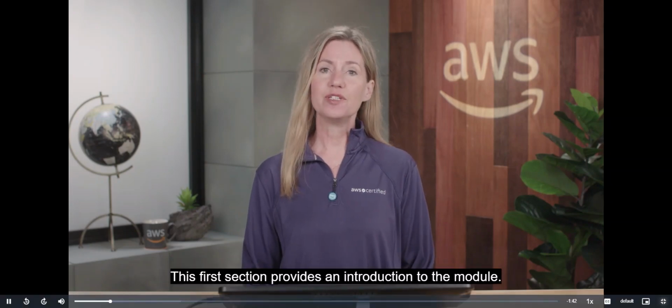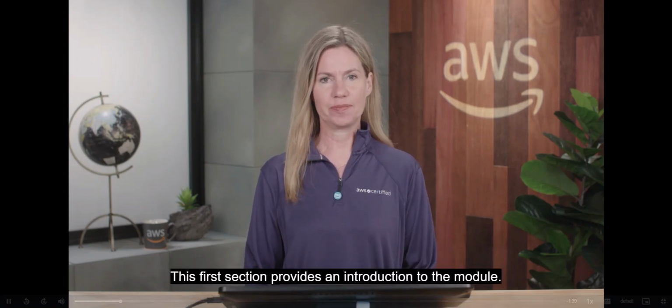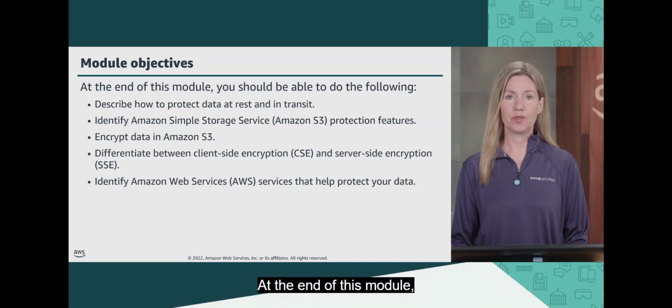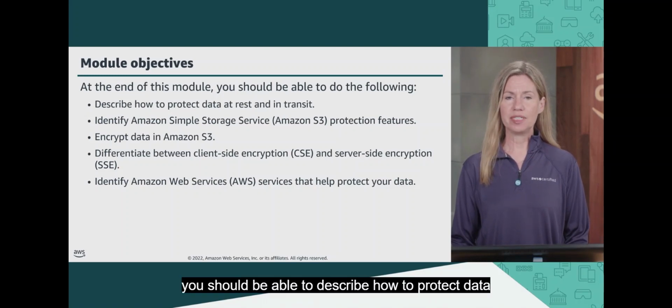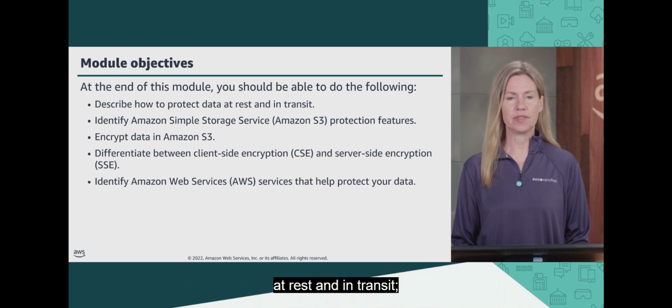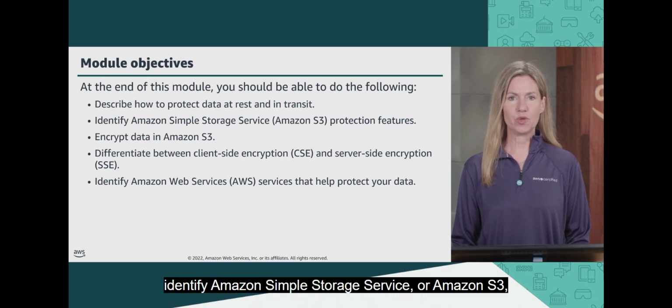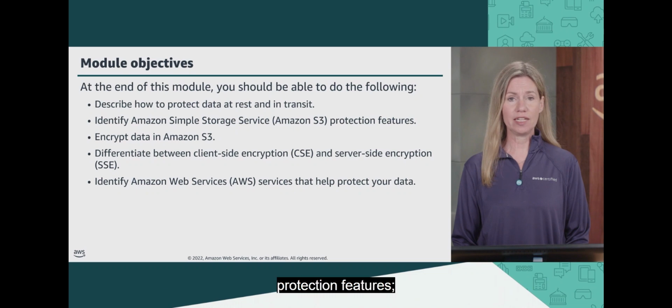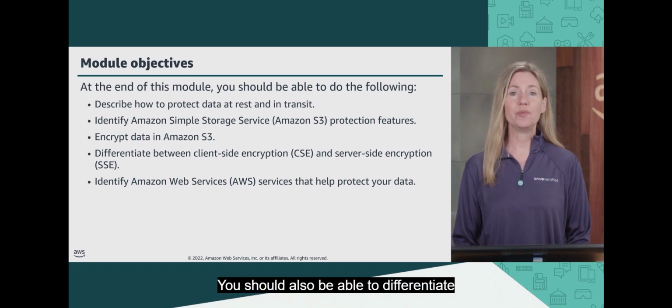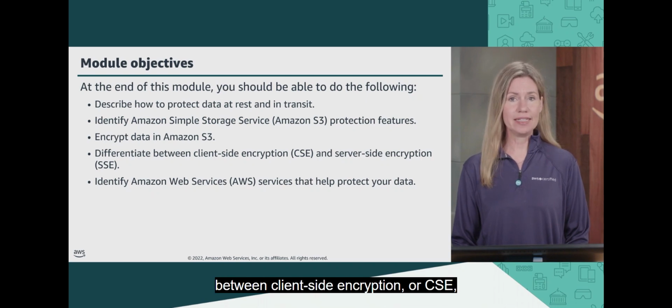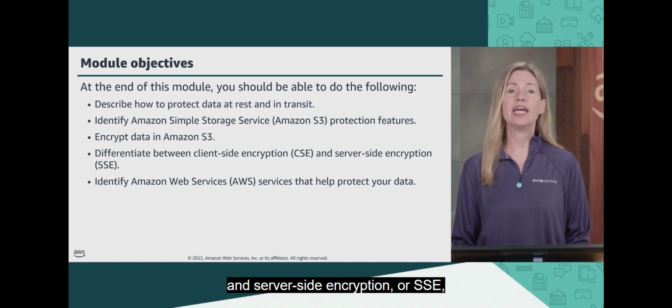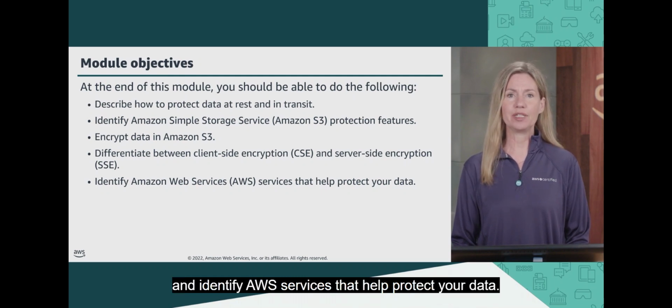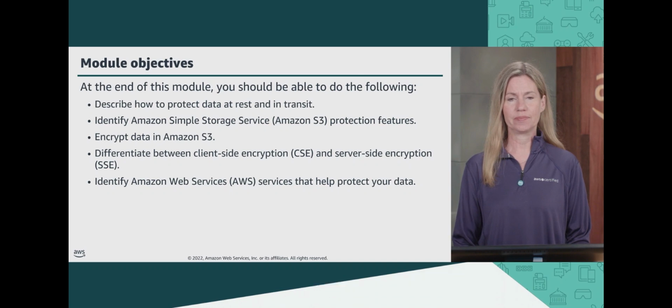Protecting data in your application module. This first section provides an introduction to the module. At the end of this module, you should be able to describe how to protect data at rest and in transit, identify Amazon Simple Storage Service or Amazon S3 protection features, and encrypt data in Amazon S3. You should also be able to differentiate between client-side encryption or CSE and server-side encryption or SSE, and identify AWS services that help protect your data.